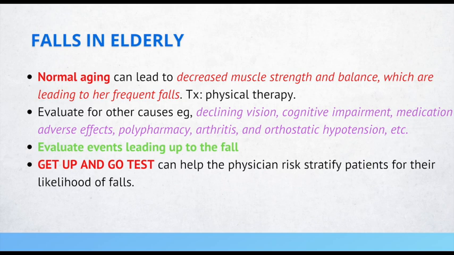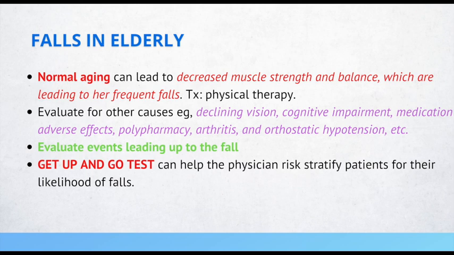Falls in the elderly. Normal aging can lead to decreased muscle strength and balance, which can lead to frequent falls. Physical therapy is often used. Evaluate for other causes, for example, decline in vision, cognitive impairment, medication adverse effects, polypharmacy, arthritis, and orthostatic hypotension, and the list goes on. So, of course, normal aging can lead to falls, but you can't just have an elderly patient come in and just say, oh, it's due to your age and not evaluate further. Look for other possible causes.